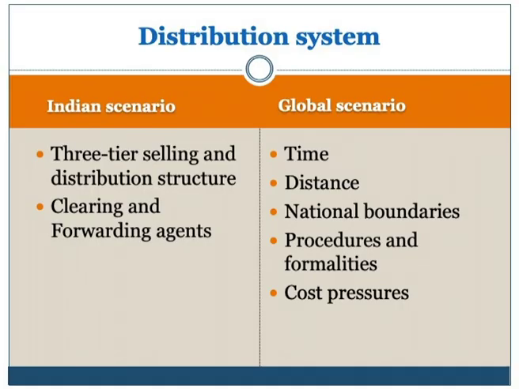The global scenario requires a different outlook. In global marketing, distribution becomes all the more important. This is because usually the global markets are at a distance from the manufacturing base, and so the time required to distribute to these markets is more than compared to the domestic markets. Since we are talking about distributing products to foreign countries, crossing national boundaries, many procedures and formalities have to be fulfilled. Added to this are the cost pressures of large buyers who sometimes insist on just-in-time delivery of products. All these make the global distribution structure all the more complex.